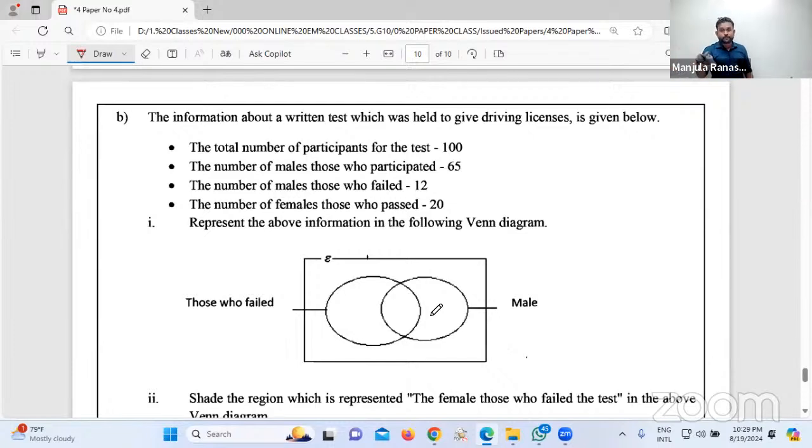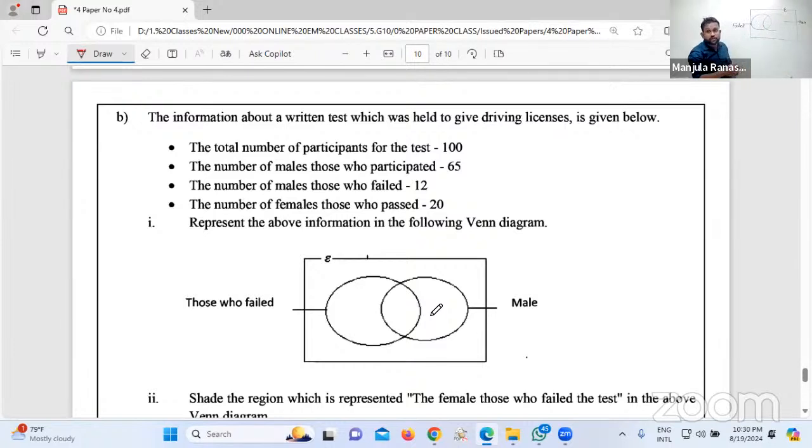Right, see there. I put this into a Venn diagram on the board. So here we have 2 sets, right? Those who failed and male. The first set indicates those who failed, and here male. And then this is the universal set.